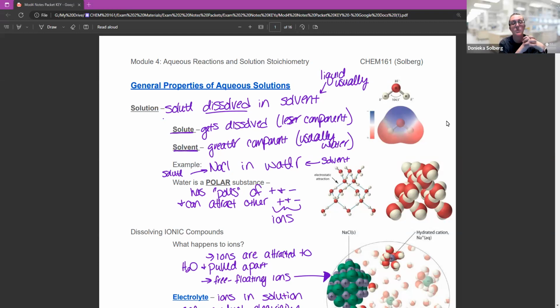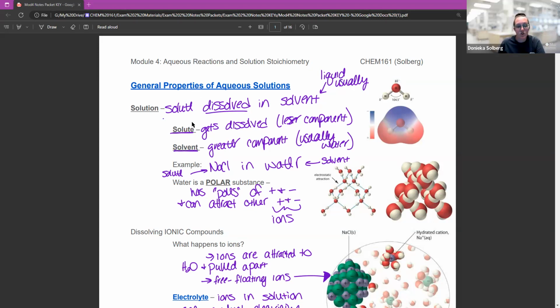So the first thing we have to talk about is what is a solution. The general properties of aqueous, meaning dissolved in water, solutions. A solution is just when you have a solute dissolved in a solvent. This would be considered a physical change, right? Something dissolves in something else. Usually it's a liquid. Technically, you can have things dissolved in solids or dissolved in gases. That's also possible, but we're really sticking to dissolved in liquids for right now.